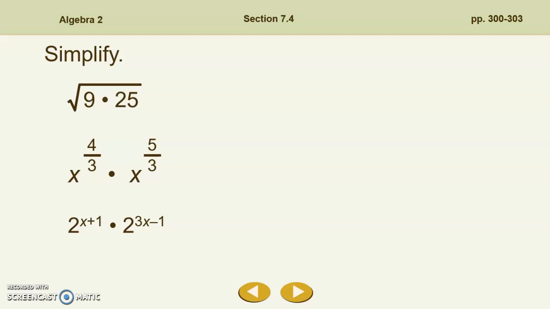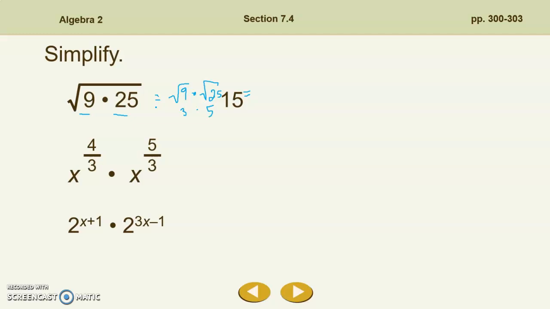Now the first one, we could go ahead and multiply 9 times 25 and get 225. But if you don't know the square root of 225, it might be easier to apply the product property of radicals. The product property of radicals says that I can rewrite this as the square root of 9 times the square root of 25. So I can apply that radical symbol to both of my factors. Now this is a little bit easier because the square root of 9 is 3, and the square root of 25 is 5, so I'm left with 3 times 5, or 15. So the square root of 225 is in fact 15.